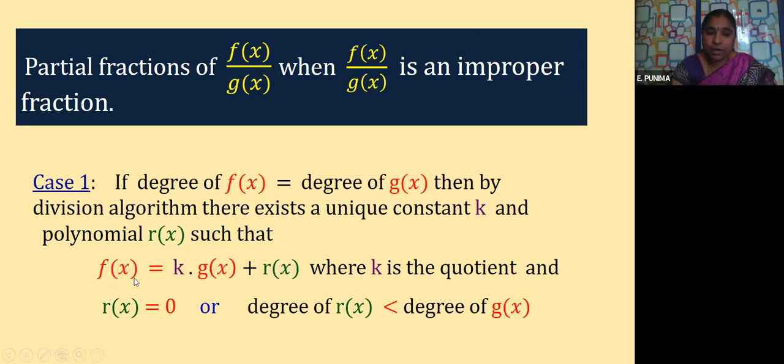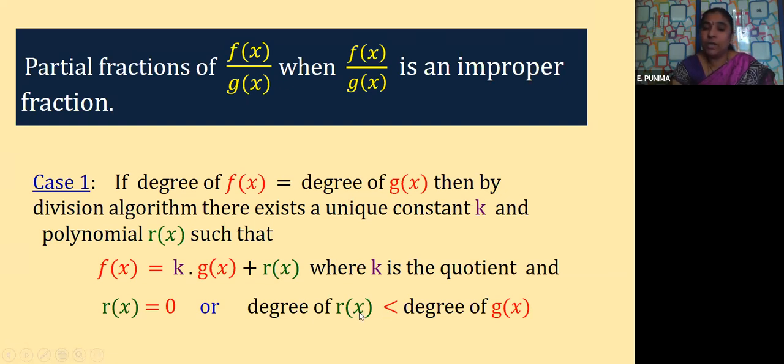Clear? So this is your dividend, because the numerator is always the dividend. Whenever you write in the division form, the numerator part is always taken in the dividend place. So this is your dividend, this is your quotient k, and here it is your divisor. With what are you dividing f of x? By g of x. So this is your divisor, and whatever is left, the remainder, that is your r of x. If g of x divides f of x exactly, then the remainder will be 0. If it is not dividing exactly, then we will get a polynomial in the remainder.